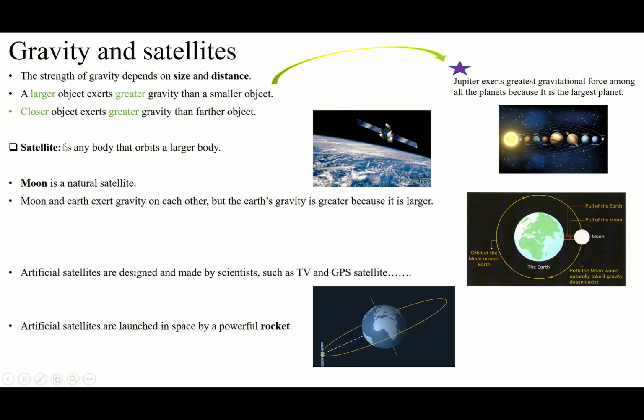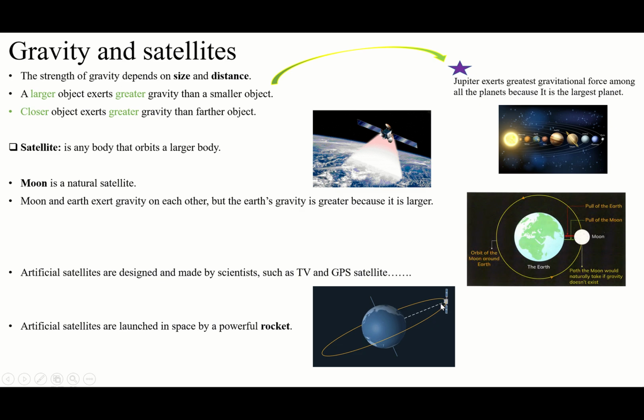So let's go for the next one, which we said gravity and satellite. So now let's go for satellite. Satellite is any body that orbits a larger body. So it means this is a small body that orbits a larger body, which is the Earth. If you look here, in this part, you see that a satellite orbits a larger body. It means a satellite orbits Earth. We know that Earth is larger than the satellite.